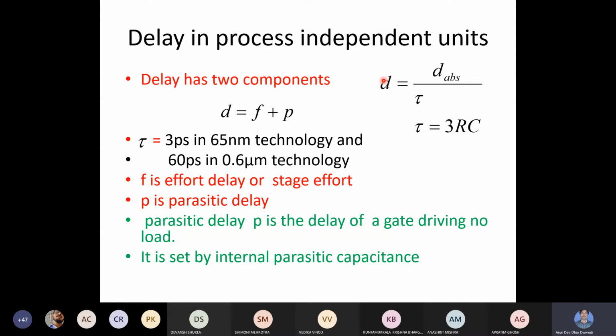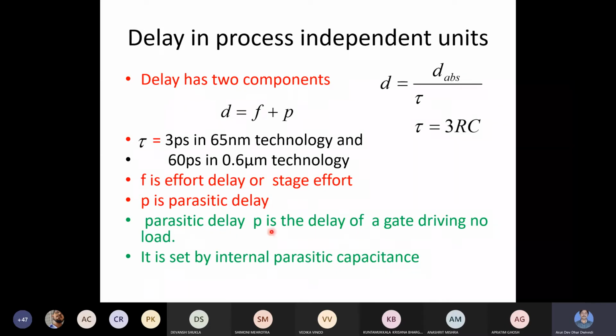Also this delay, in terms of absolute delay, is defined in this way, but it has been divided into two parts. Delay has two components, F plus P, where F is the effort delay or stage effort. So for that given stage, what is the delay? F is called effort delay or stage effort, and P is parasitic delay.